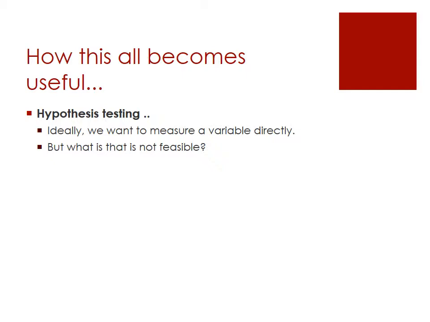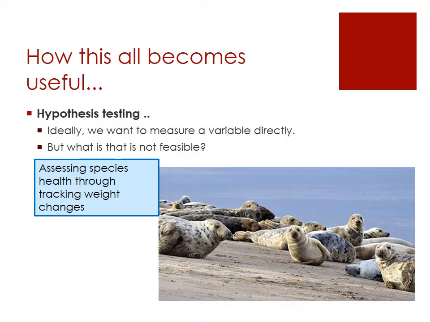So, for example, in a hypothesis test, we might ideally want to directly measure a variable, but what if that's not really feasible? Here, for example, they're trying to assess species health through tracking weight changes. This is particularly important as we're having rapid shifts in our environment and different changes in temperature, in terms of plankton and other things like this.